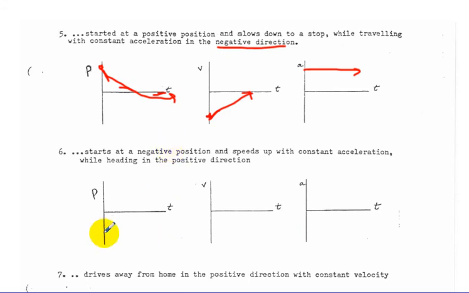Next one starts in the negative position, speeds up. So again, we have acceleration, and we're heading in the positive direction. So our VT, it doesn't tell us if we start off at 0, so it doesn't really matter where we start this, as long as we have our velocity increasing. Now this should be a straight line, and of course the slope of that is a constant positive line, which indicates constant acceleration.